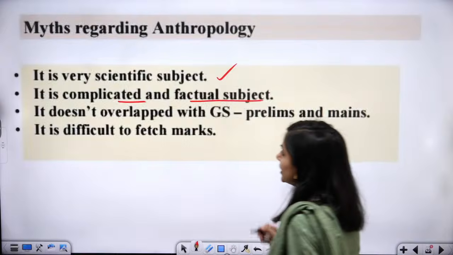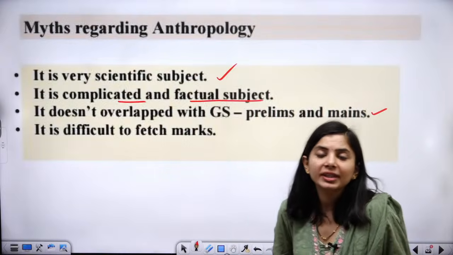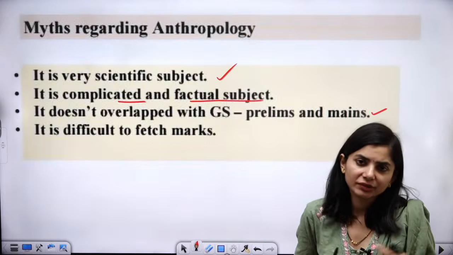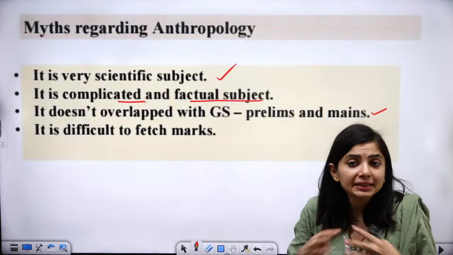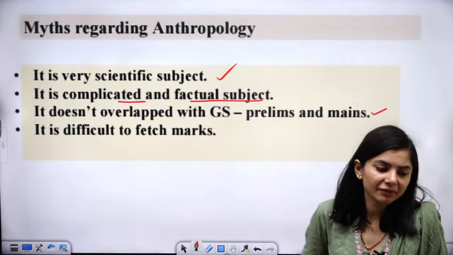Now next, the myth that it does not overlap with the GS prelims and mains. I don't need to tell you much about it. You have seen the syllabus yourself and you are aware of the GS syllabus also. So you can easily find the similarities or overlap with the GS syllabus.